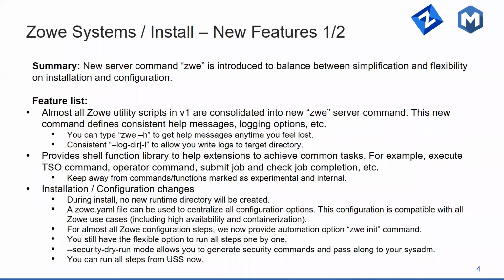Whenever you feel lost, you just type zwe -h or zwe --help, and you will get help messages. So you can do it anytime. Another consistent option is the log directory. If you are doing automation and you want the console log to be written somewhere, we have a consistent option that applies to every zwe command. You can use -l or --log-dir to point to where you want to write the logs. That may help you with your automation.